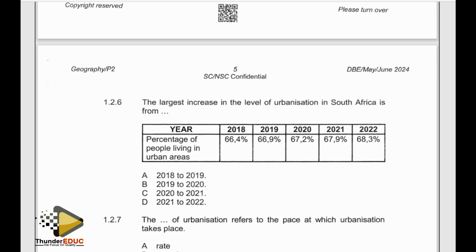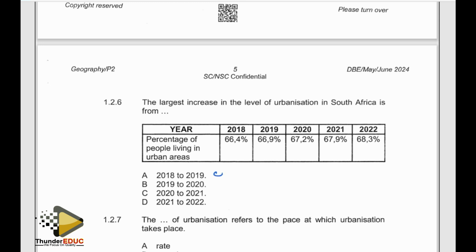The largest increase in the level of urbanization in South Africa is from, we are comparing the years here, from which year to which year. So we are taking 2018 to 2019. We subtract these two: 66.9 minus 66.4 gives us 0.5.